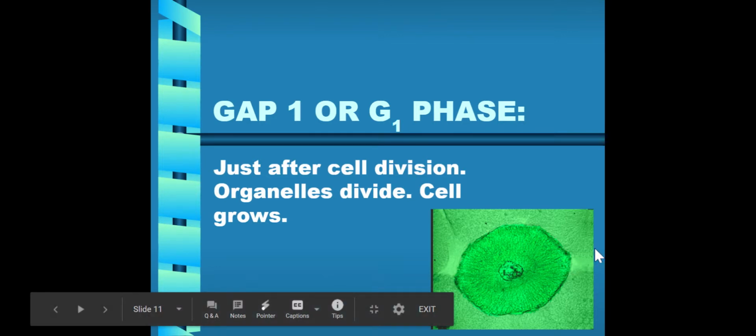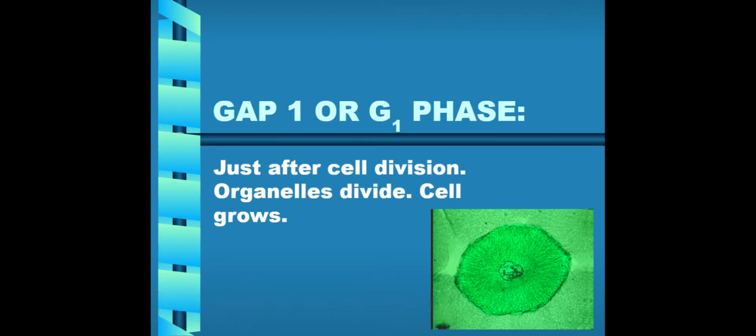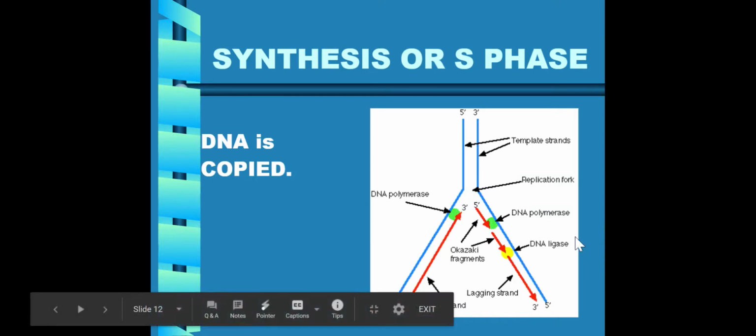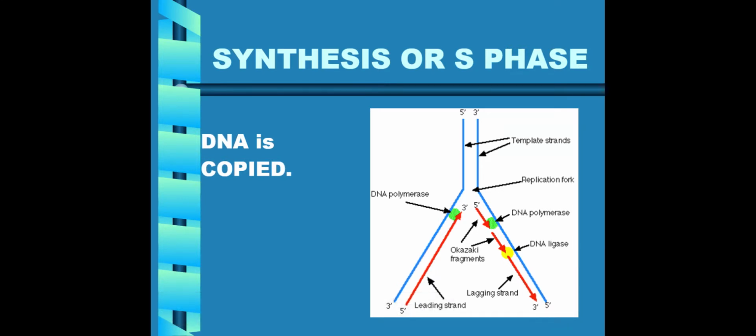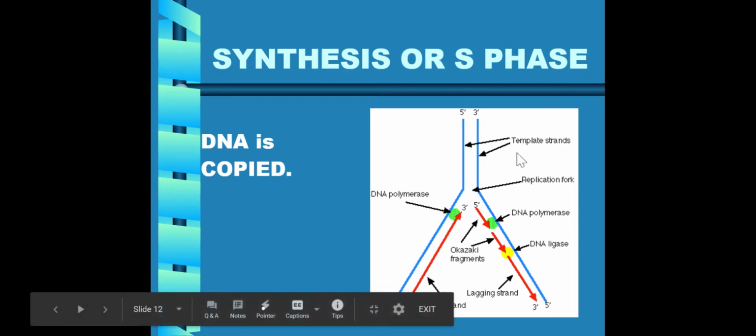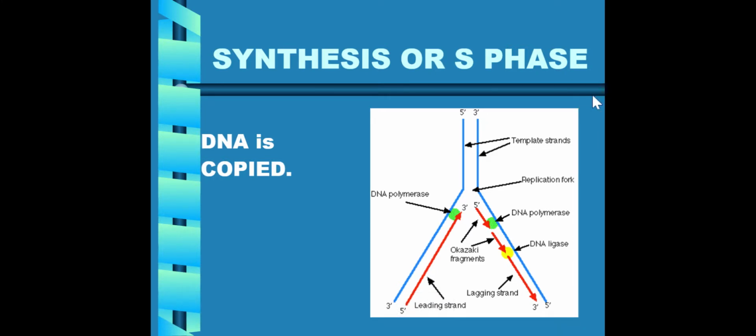Then there's a period that's triggered when the cell gets big enough. It can go into what's called synthesis, or the S phase. This is when the DNA is copied. And we're going to talk more about this phase in our next unit, how DNA is copied. So this is a picture of DNA copying, but we'll talk more about that later. For now, you just need to know that the DNA is copied during the synthesis phase.